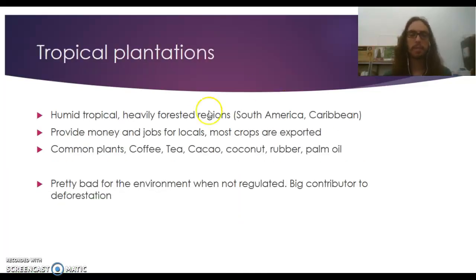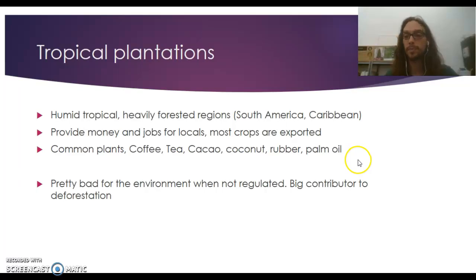So we've got tropical plantations as well. And these are just in humid, tropical, heavily forested regions like South America and the Caribbean. We talked about how Brazil has a really bad deforestation problem, and that's because of these tropical plantations without remediation efforts. So they provide a lot of money and jobs for locals, and most of these crops are exported. So there's like a large need for all of these plants: coffee, tea, cacao, coconut, rubber, palm oil. We use these in everyday life.